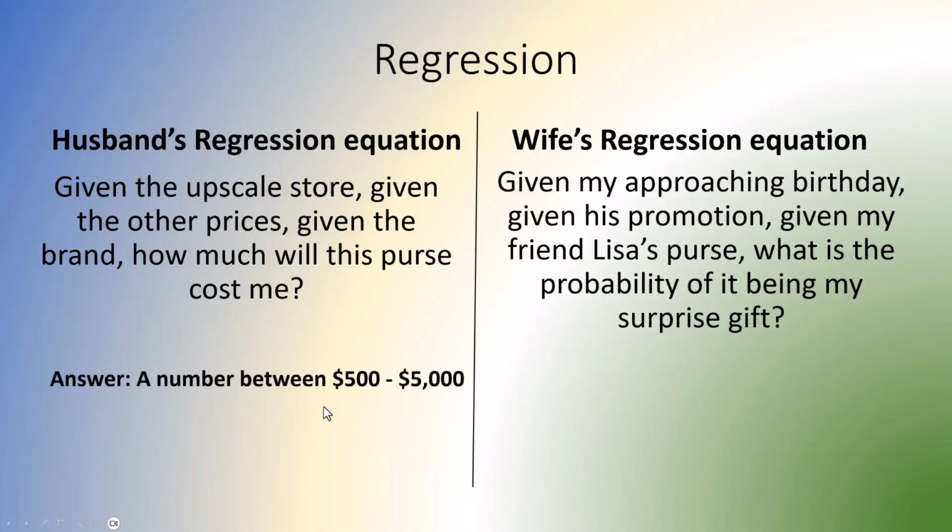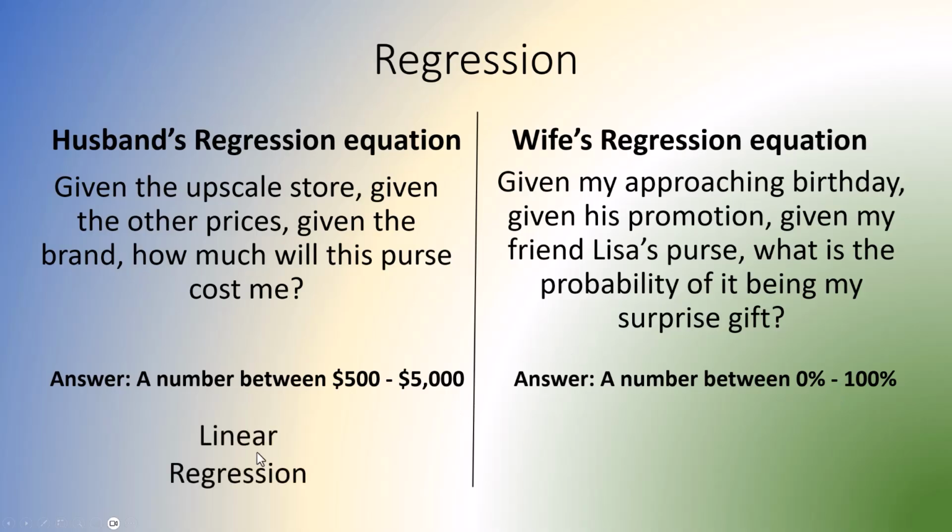So the husband's answer could be $500 to $5,000. I mean, purses cost a lot, and some of them cost even more. That's his regression outcome. How about the wife's? 0 to 100%. Probability of it becoming a gift for her, right? So normally we have linear regression or non-linear regression or something of that sort. This is what we have in logistic regression. What's the difference here? Output is always between 0 and 100%.